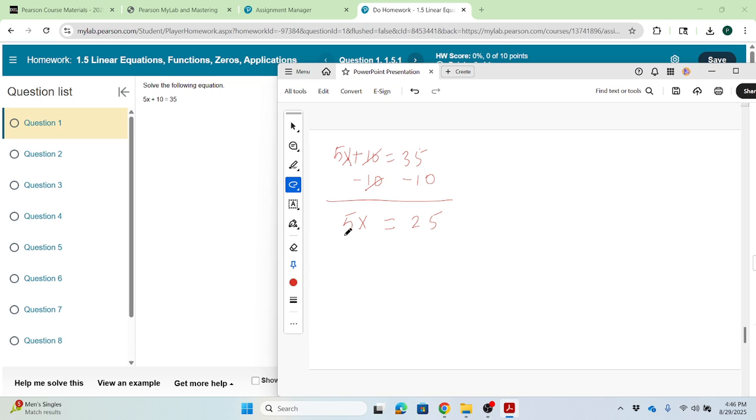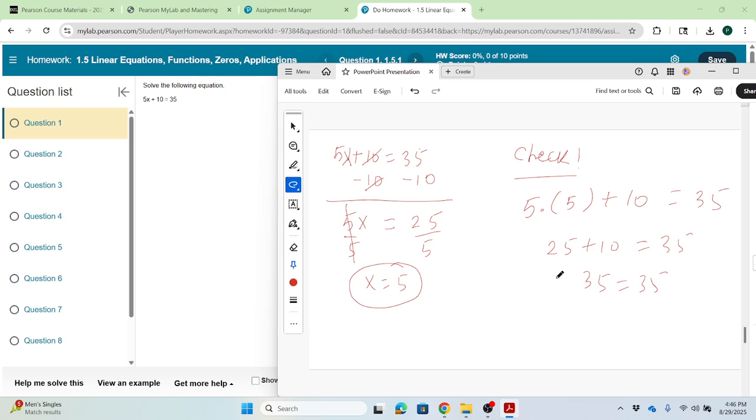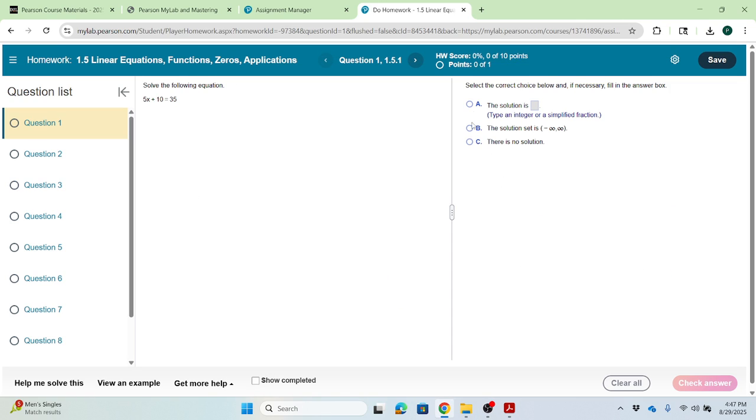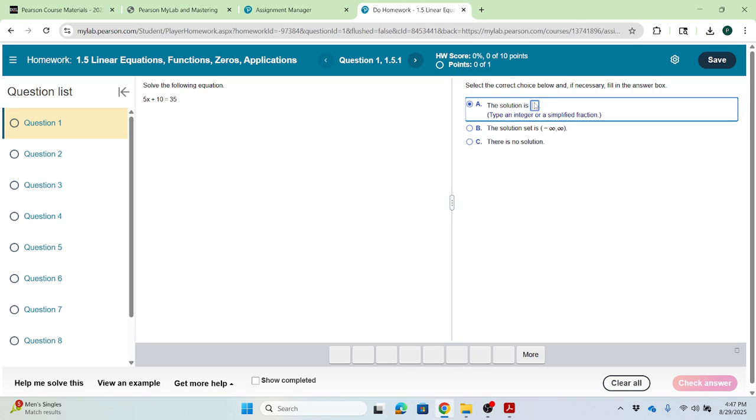minus 10 is 25. And now to isolate x, you can just divide both sides by 5, and that gives you x equal 5. So divide 25 by 5, that's the 5. After finding this solution, you can always check your solution by going back to the original problem. 5 times the value for x, which is 5, plus 10, has to be 35. Is that true? 5 times 5 is 25, and that gives you 35, and that is right. So x equal 5 is the solution. The solution is 5.